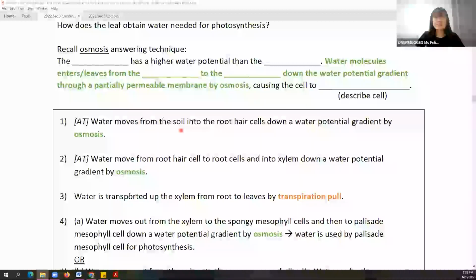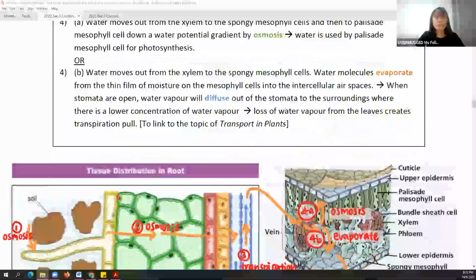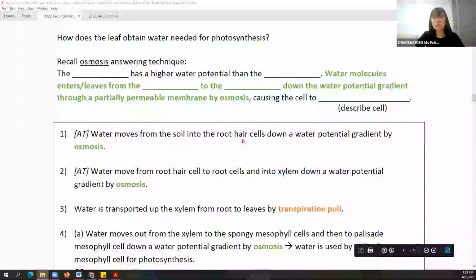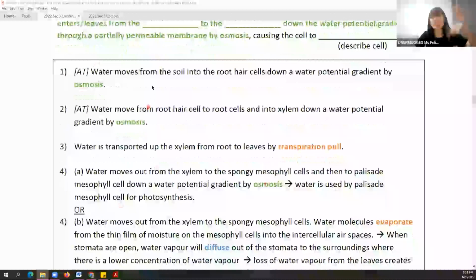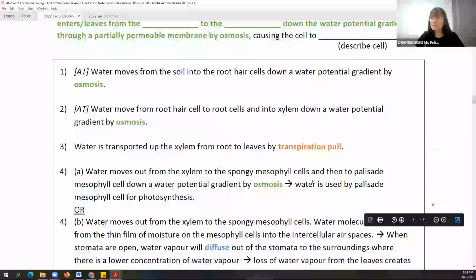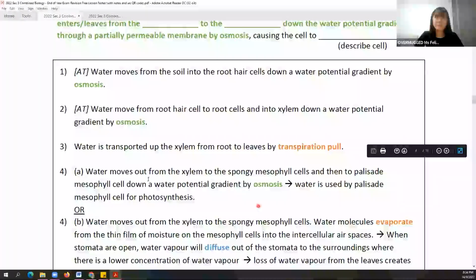In this case, it started off from the soil to the root hair cell. So it will be from the soil to the root hair cell, then continue to copy down the water potential gradient all the way until osmosis. Actually, it will be good if you also include through a partially permeable membrane. But I never include it, because if not, my answer will be very long. Don't you think? My answer is really very long, so I omitted it. But of course, it's always good to give a more complete answer.